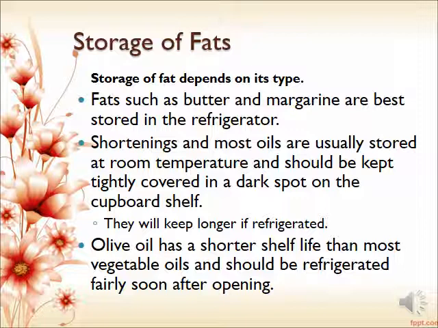Shortening and most oils are usually stored at room temperature. However, in a tightly covered dark spot on the cupboard shelf. So you put oil inside a closed cupboard. However, to keep the shortening and oil longer, you refrigerate them. Now, olive oil has a shorter shelf life compared to other vegetable oils, and once opened, you should refrigerate it.